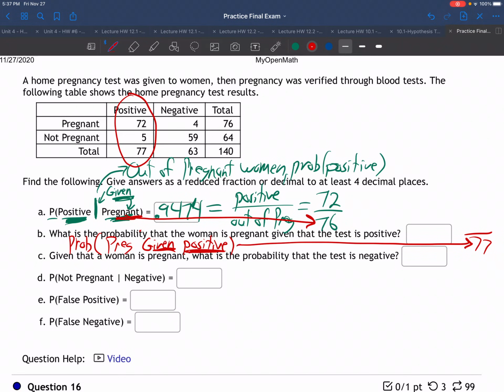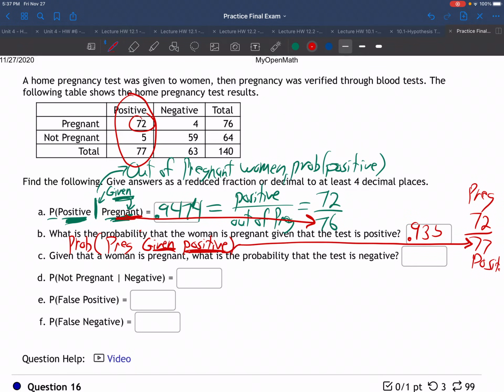So it's out of those 77 women, given that it's a woman who did test positive, what's the chance she's pregnant? So we want pregnant out of positive. How many are pregnant out of that group? 72 out of 77. So it's similar, but a little different to the last question. It's a little different.